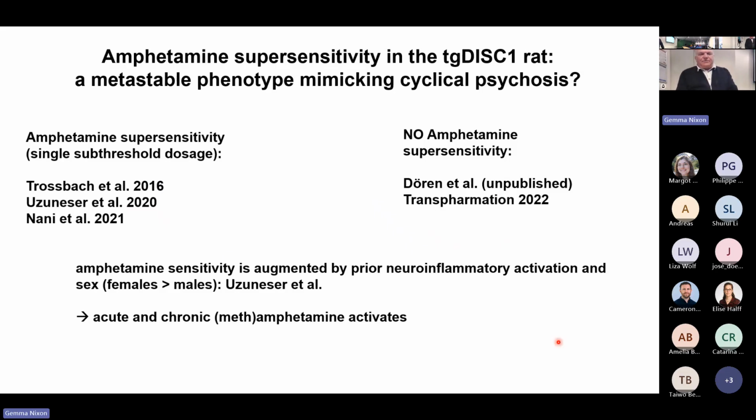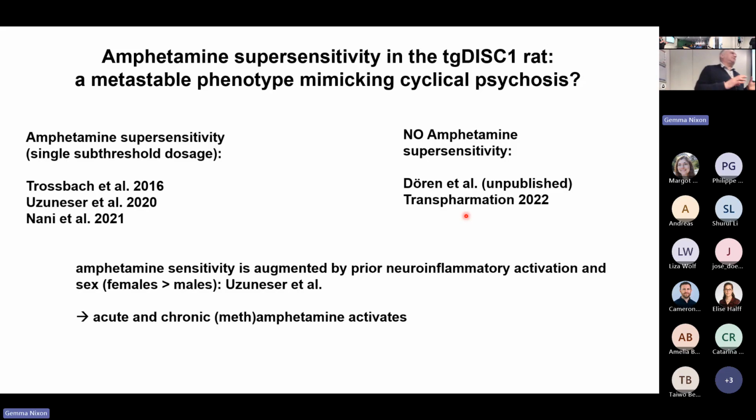And other groups have received this rat. This is a group in Erlangen, Christian Müller, I think he was here in this institute many years ago, and a Brazilian group, and they were also able to see this phenotype. But again, we had problems, and also this Canadian company had problems. And we're currently investigating what the reason is, but it may be very interesting, because the question is whether it is a metastable phenotype that eventually mimics cyclical psychosis.